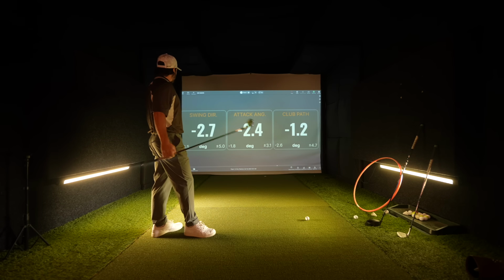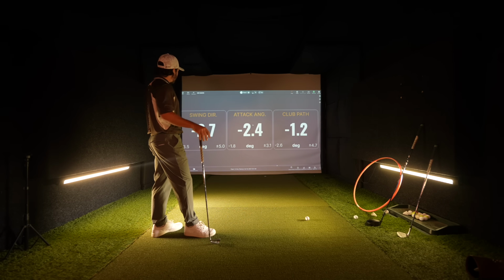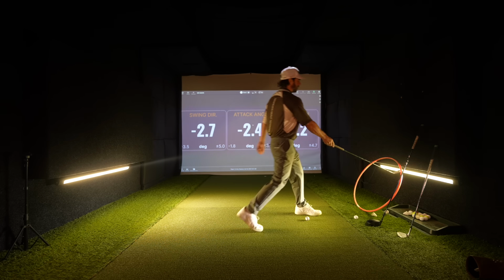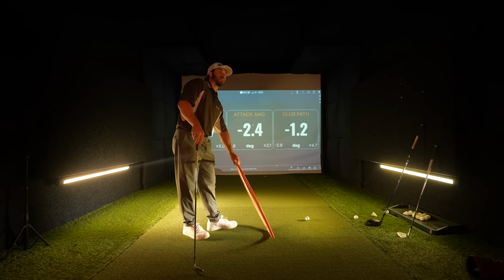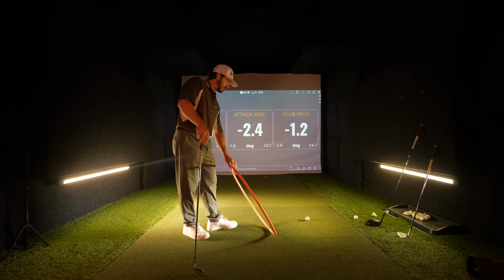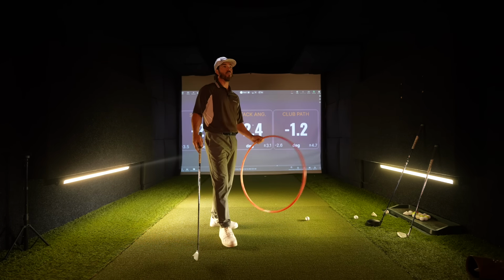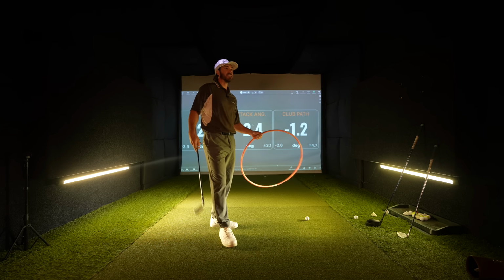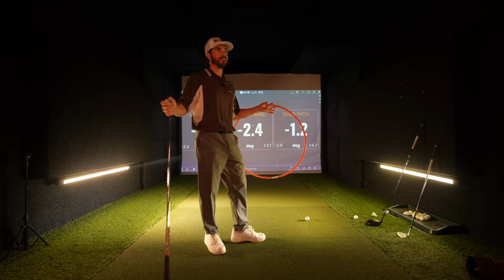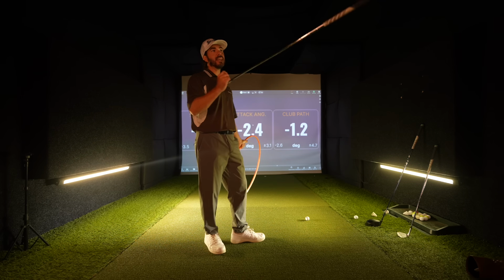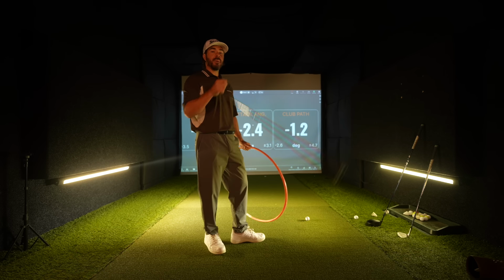Okay, so this is a good one. We can see here my swing direction, my hula hoop was tilted a little bit to the left, about 3 degrees left, okay? And I'm hitting 2 degrees down, and my path is more or less 0, about -1. We're gonna call that neutral. So you can see swing direction and path are different.